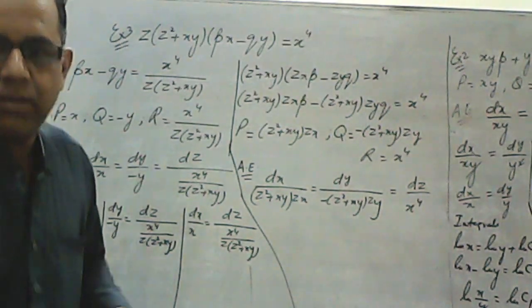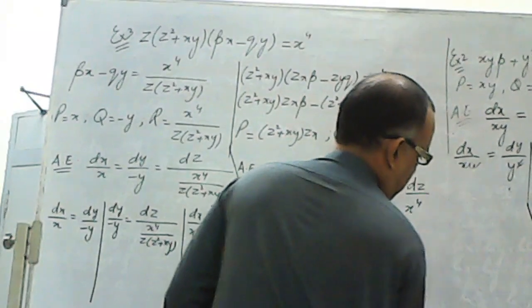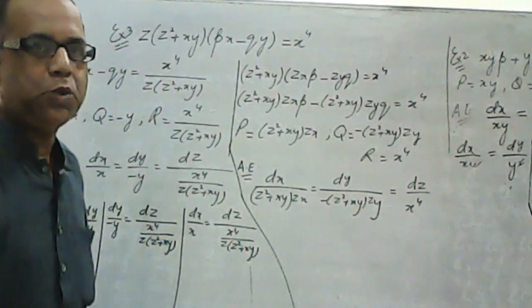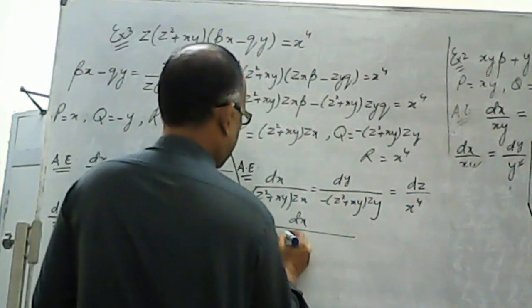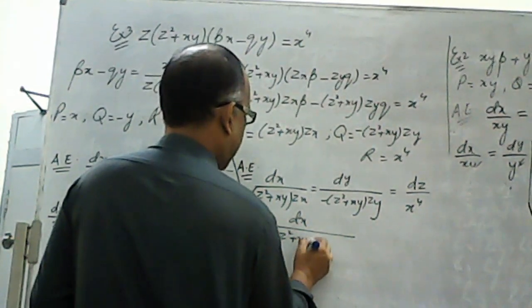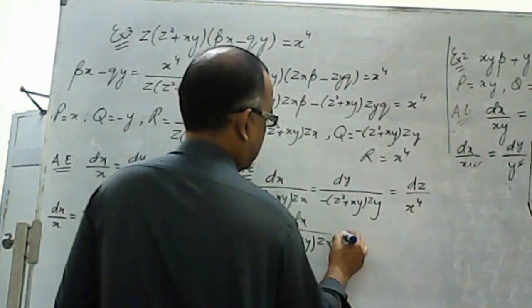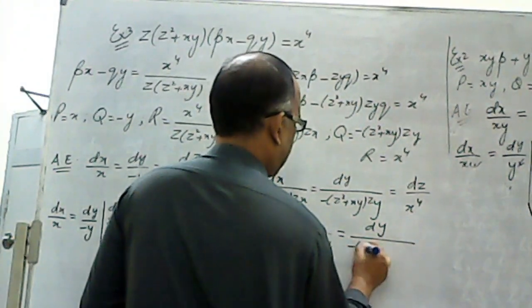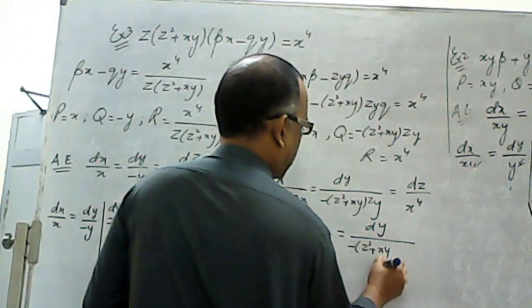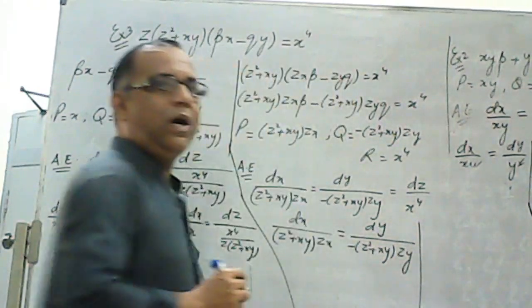If you look on this side, again there are three possible pairs to make. Pair number 1 will be dx over z square plus xy zx equal to dy over minus z square plus xy zy. This is pair number 1.